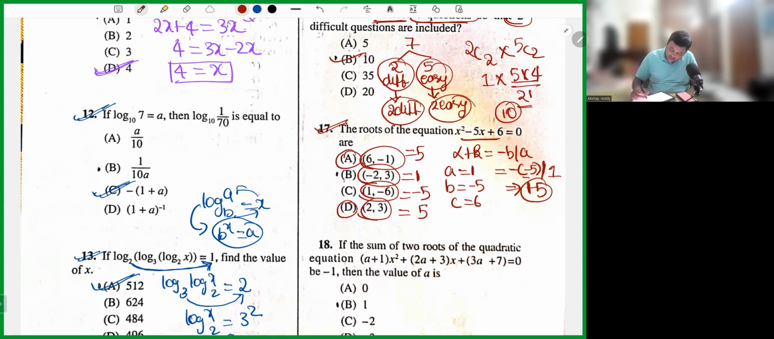Now what we'll do, sir? We will check with the product. B and C are not matching. We'll check with the product. What is the product? C by A? C divided by A. 6. What is 6 into minus 1? Minus 6. What is 3 into 2? 6. So sum is 5. Product is 6. Answer is 6.